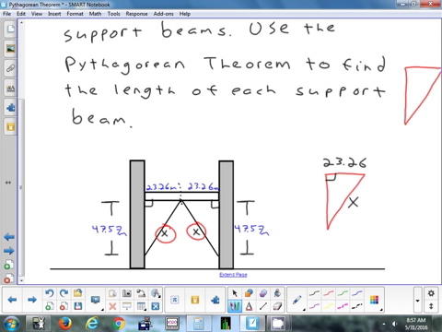The other leg. Yep, the other leg is 47.57. Okay, now, what's the name of that theorem I'm going to use to find the length of the support for the skywalk?